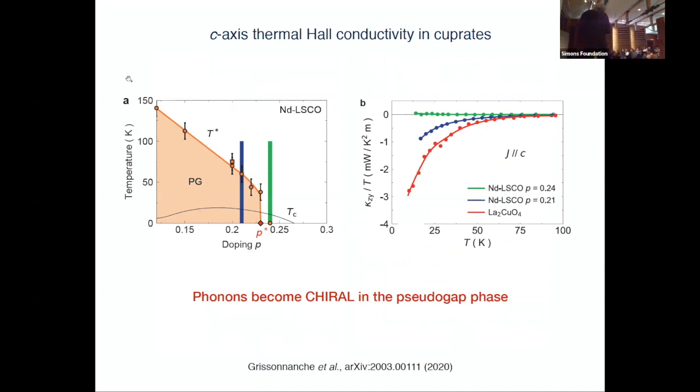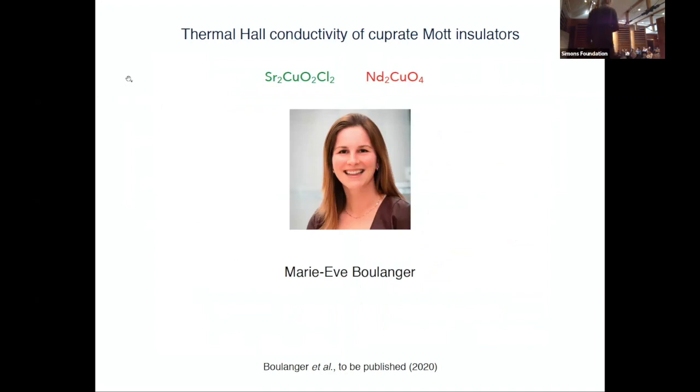So this is the three dopings we did for the c-axis thermal Hall. Zero at high doping. It kicks in as you enter the pseudo-gap phase, and it grows as you go lower. So this is all written up in a paper we posted just a week ago. Now I'm going to show you some data that's not yet posted, work done by Marie-Ève Boulanger. She's looked at two other Mott insulators to compare with La2CuO4.